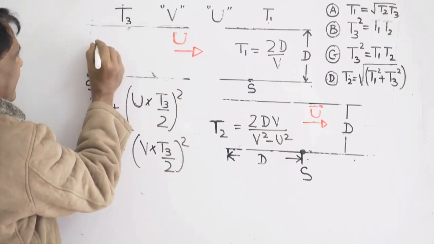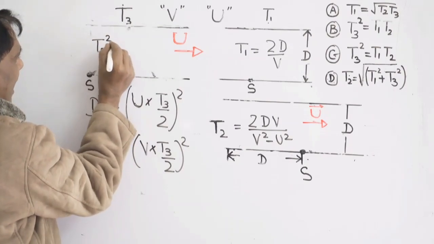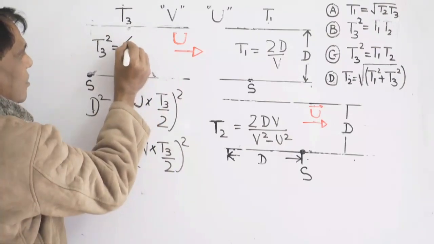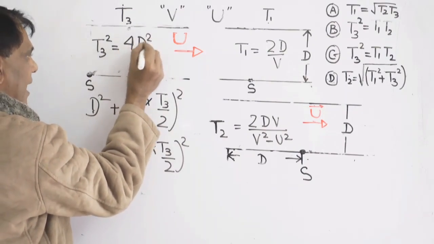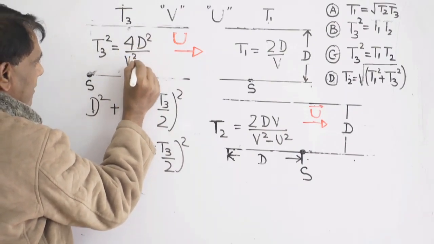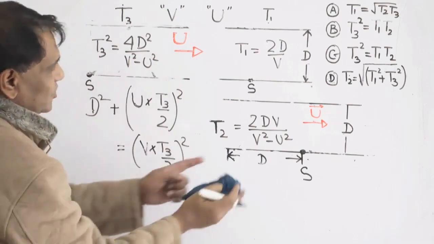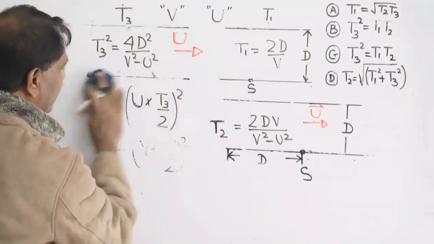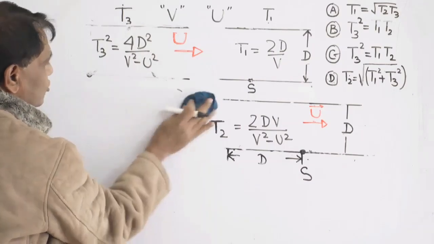इसे मिटा के result इसी box के अंदर लिख देता हूँ, इसी river पे. You'll get T3 square is 4D square into (V square minus U square) divided by V square. So तीन different relationship we got it. Now the time आ गया अब इसे solve करने का.